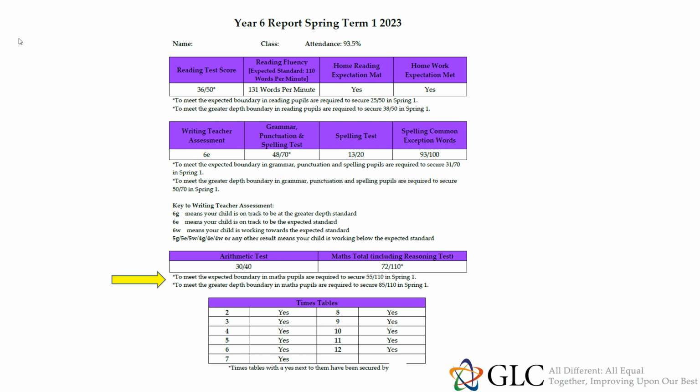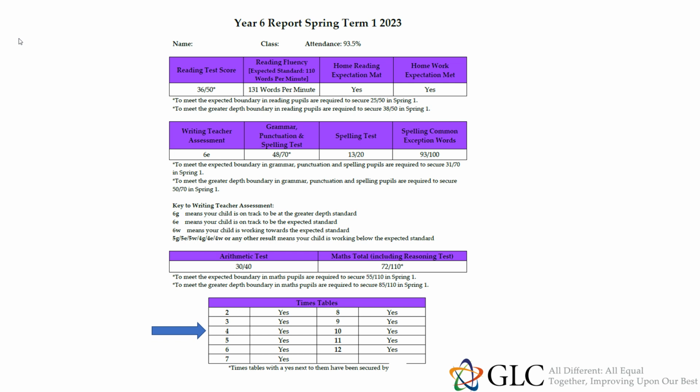It is important to note the information underneath the table. This will help you to understand how well your child is progressing. To meet the expected boundary in maths, pupils are required to secure 55 out of 110 in Spring 1. To meet the greater depth boundary in maths, pupils are required to secure 85 out of 110 in Spring 1. The pass mark increases each term to reflect that the children will have been taught more content as the year progresses.